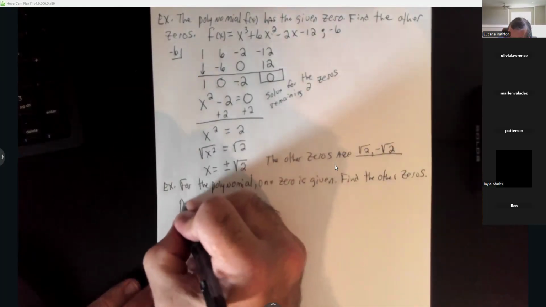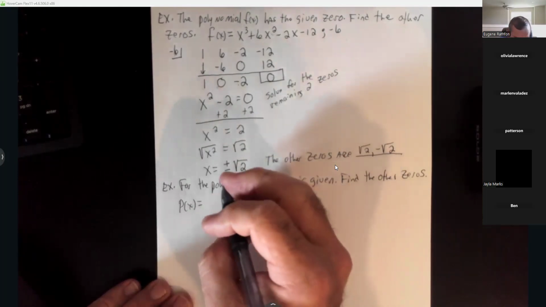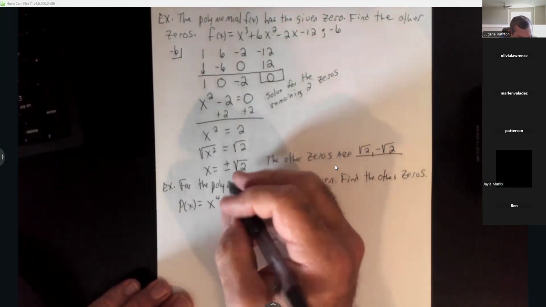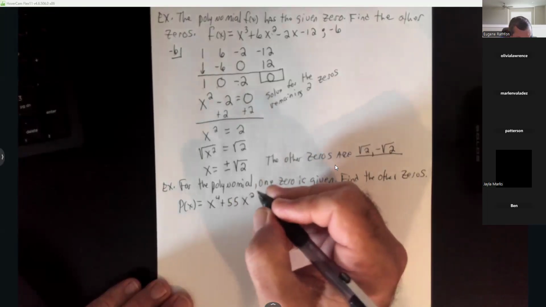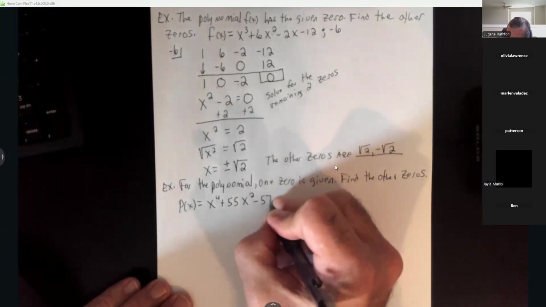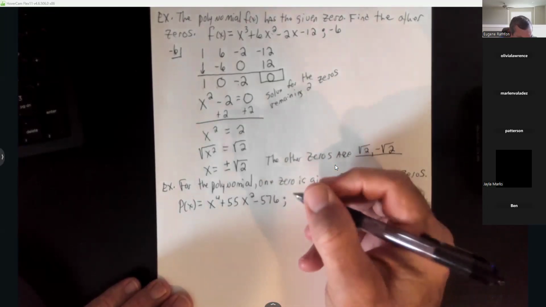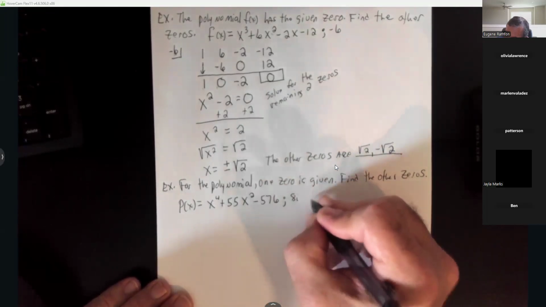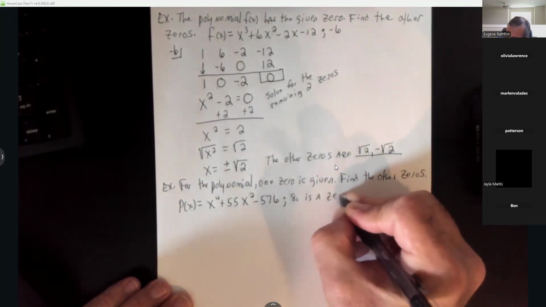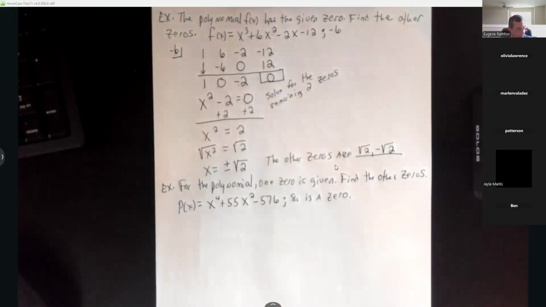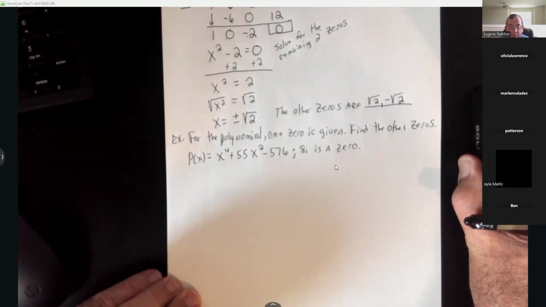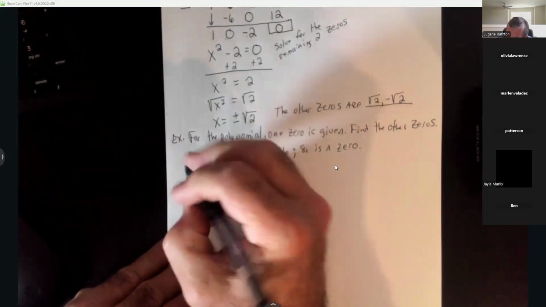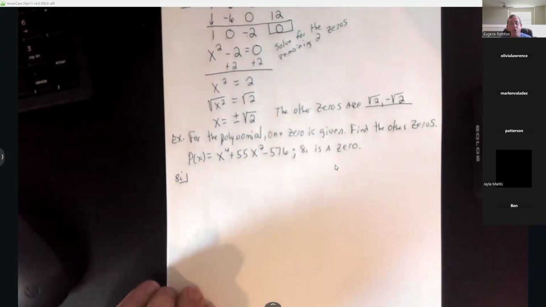All right, y'all, so this one they're giving me p of x equals x to the 4th plus 55x squared minus 576 semicolon. They're telling me 8i is a 0. So 8i is a 0, so that's the one I'm going to start with. So we're going to start with 8i.